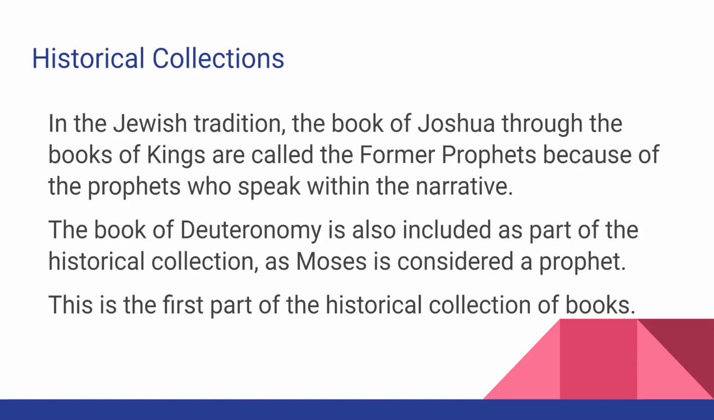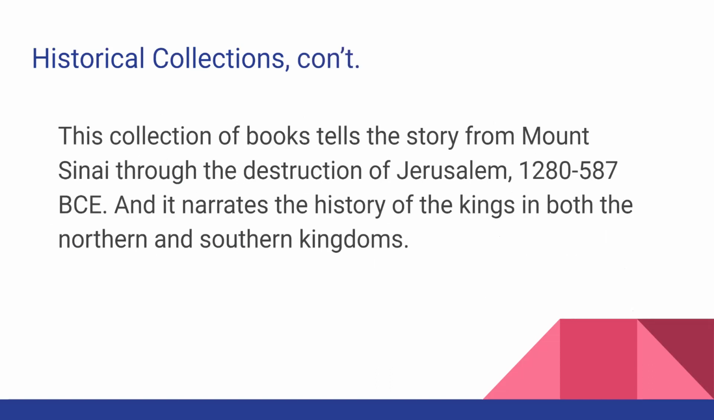So this is the first part of the historical collection of books. This collection tells the story from the time of Mount Sinai through the destruction of Jerusalem in 587 BCE. And it narrates the history of the kings in both the northern and southern kingdoms that are the result of a division of the lands in the Promised Land, a division of the tribes as well.